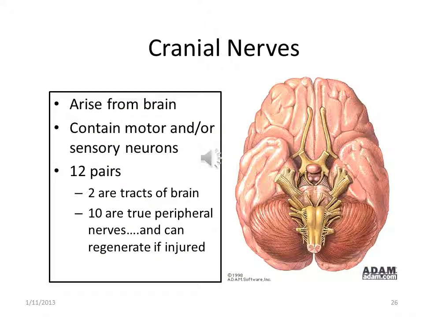I'm now going to start telling you about the cranial nerves. There are 12 pairs of cranial nerves found in the human. All of them arise from the brain. That's why they're called cranial nerves. They contain motor neurons, sensory neurons, or both. There are 12 pairs, 2 of which are considered tracts of the brain, and 10 are true peripheral nerves that can regenerate. So cranial nerves 1 and 2 cannot regenerate if they're injured, but cranial nerves 3 through 12 can.